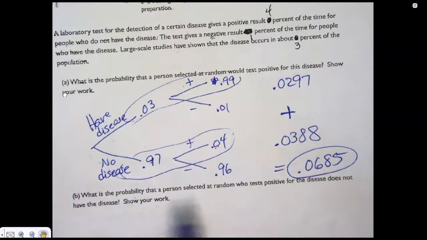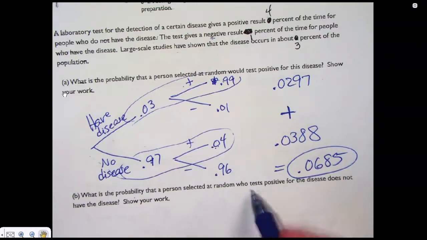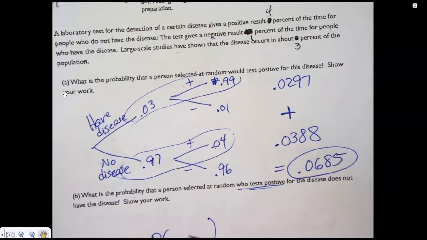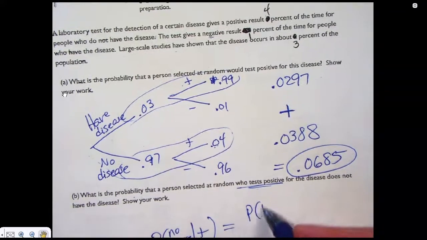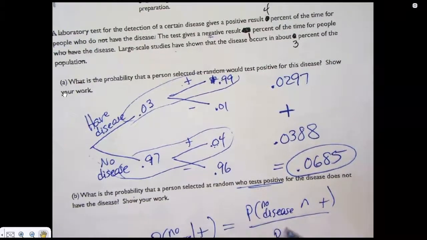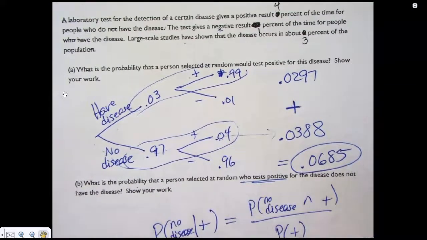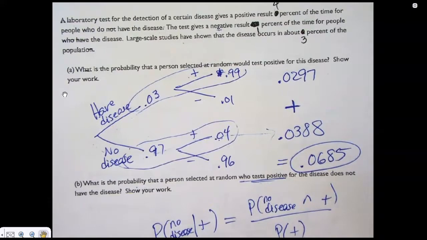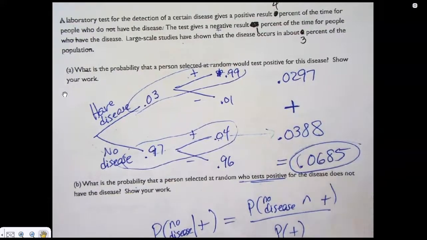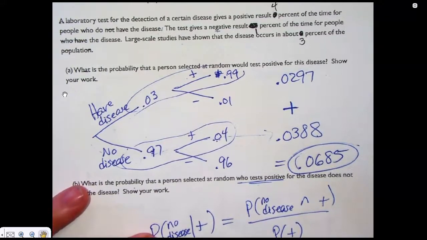And then what's the probability that a person selected at random who does test positive, so it's given that they tested positive, does not have the disease? So the formula tells us to do probability of no disease and positive divided by the probability of positive. Well, no disease and positive is this number here. And positive is this answer here that we just had from part A. And if we divide those, we get 0.566.